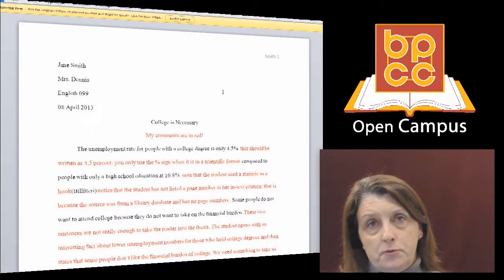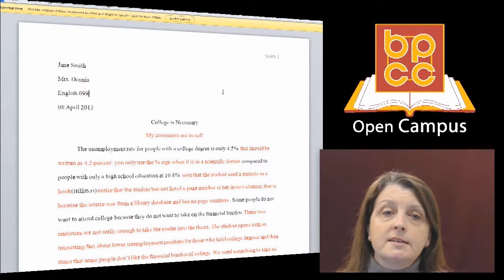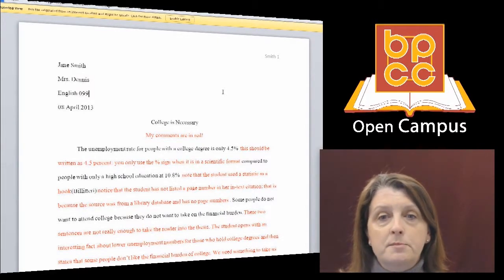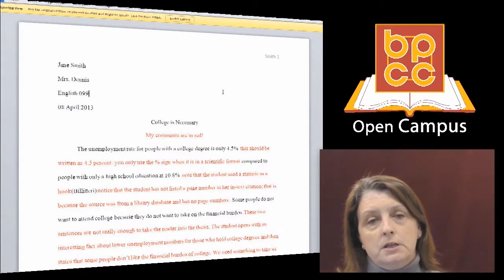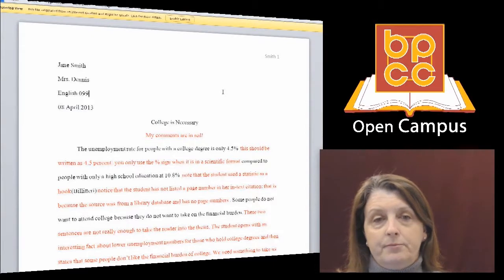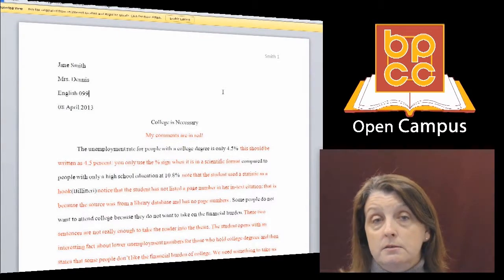So, my comments are in red. So let's take a look at this piece by piece. And let's take the first sentence, which is the hook. This is the attention getter, the thing that opens up your essay that really is supposed to interest your reader. Here's hers. The unemployment rate for people with a college degree is only 4.5%, compared to people with only a high school education at 10.8%.